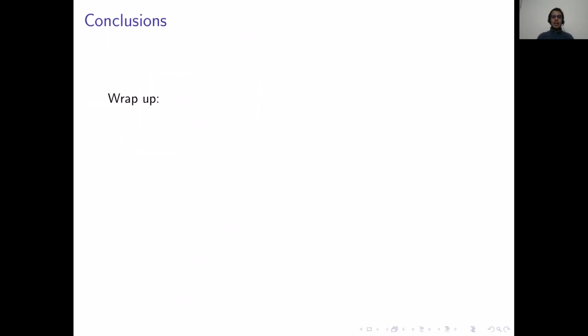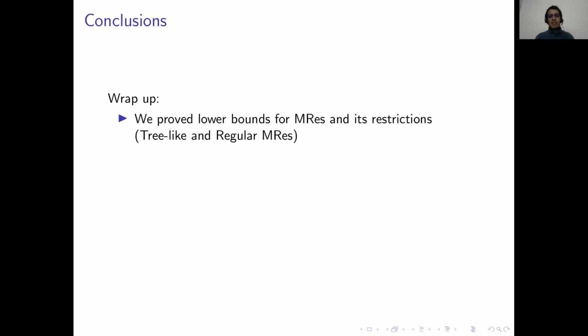So I will now conclude. Let's wrap up. What we proved is lower bounds for MRES and its restrictions, which are tree-like and regular MRES. From this, we got some incompatibilities with some other QBF proof systems.